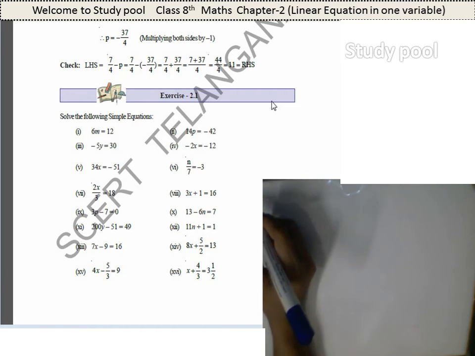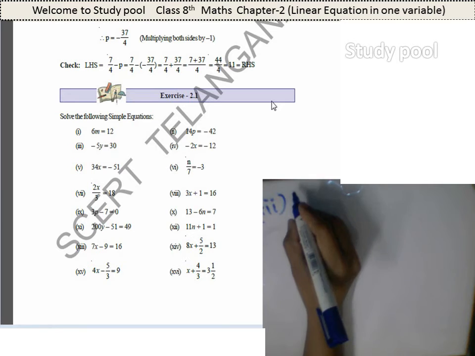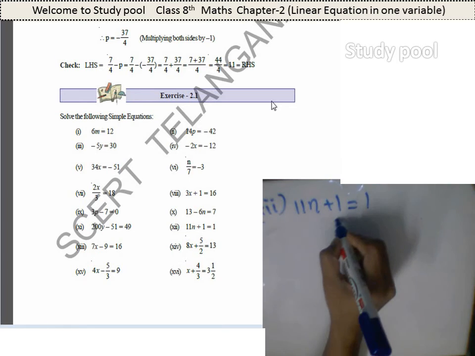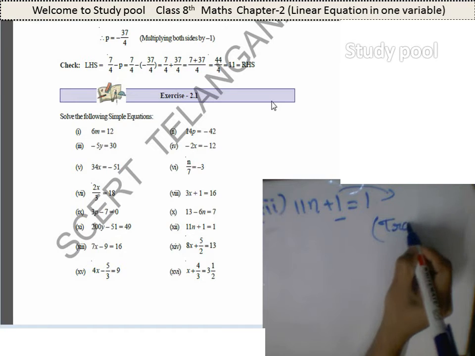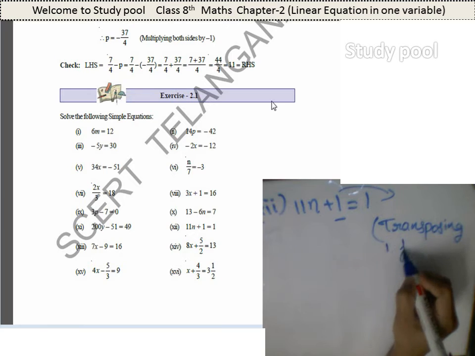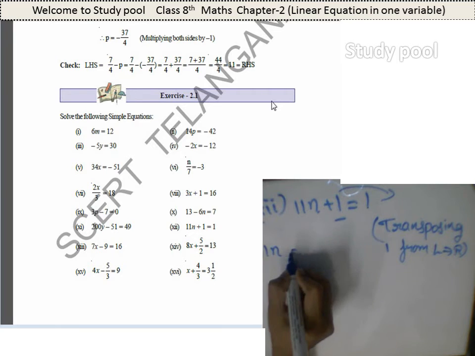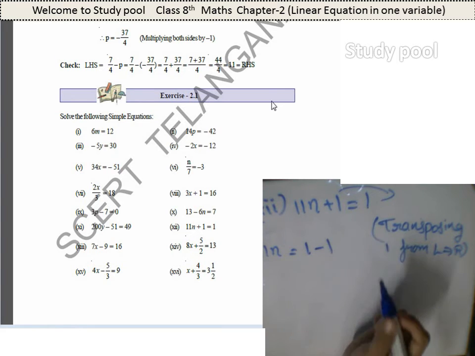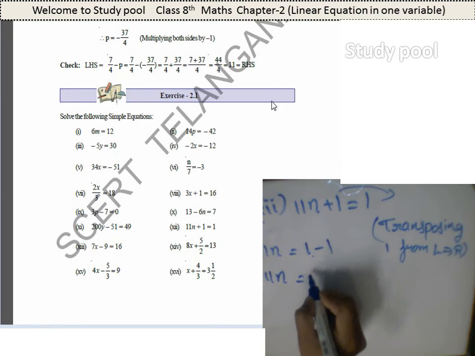Now we'll see the 12th one. It is given as 11n plus 1 is equal to 1. So here what do we have to do? First we have to take out this 1. Okay, so we are transposing 1 from LHS to RHS. So what happened? It will be 11n is equal to this 1 you write as usual, and this plus 1 will become minus 1 if you transpose from left to right. Now 11n is equal to 1 minus 1, which is 0.